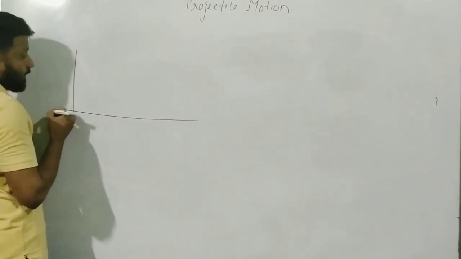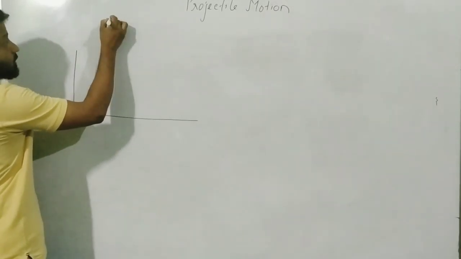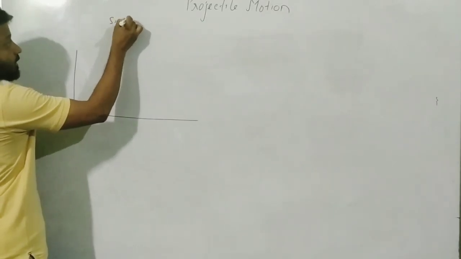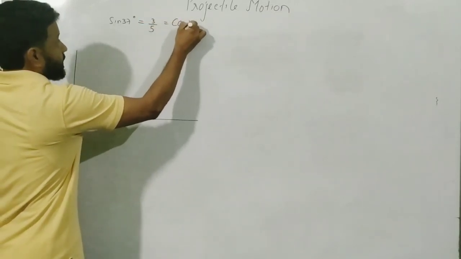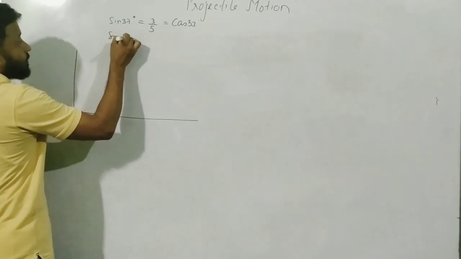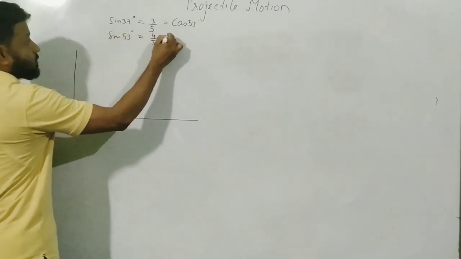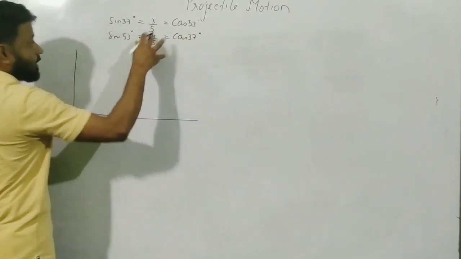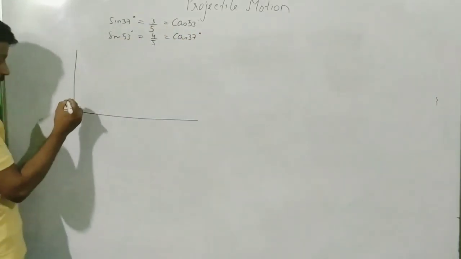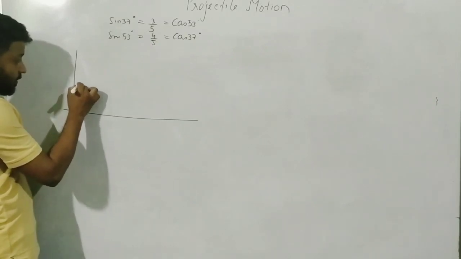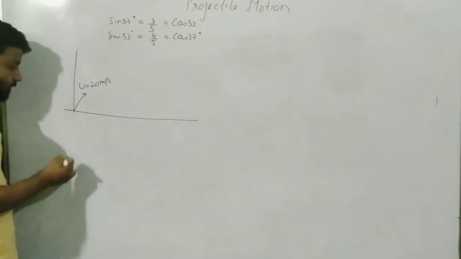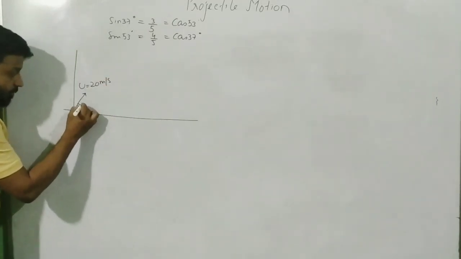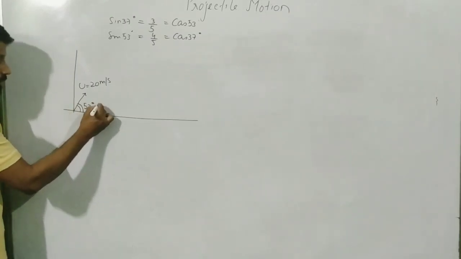Now what I'm going to use now, I'm going to use these values over here that you should know that sine 37 degree is equal to 3 by 5, which is also equal to cos 53 degree, and sine 53 degree is 4 by 5, which is also equal to cos 37 degree. This I'm going to use very frequently now. So say that I have a body which is being projected with a velocity of u which is equal to 20 meter per second. And let us say that the angle of projection is 53 degree. That is the value of theta given to you.